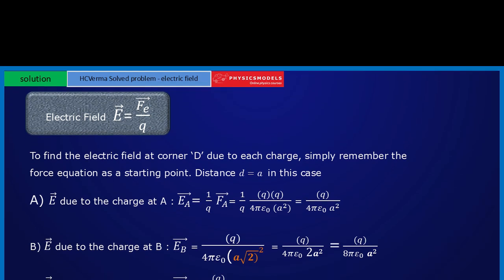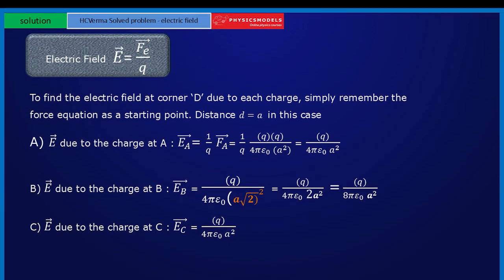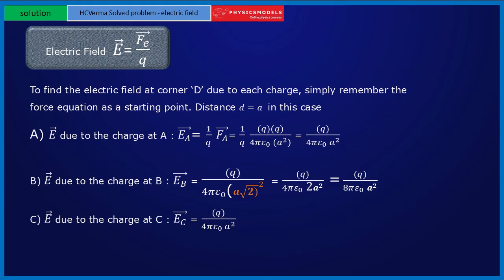EC is also the same. Only thing, the electric field EB is not the same because at the corner D, the electric field EB has to be smaller because the distance between B and D is the diagonal, which is A root 2. So EB becomes Q by 4 pi epsilon 0 into 2A squared.